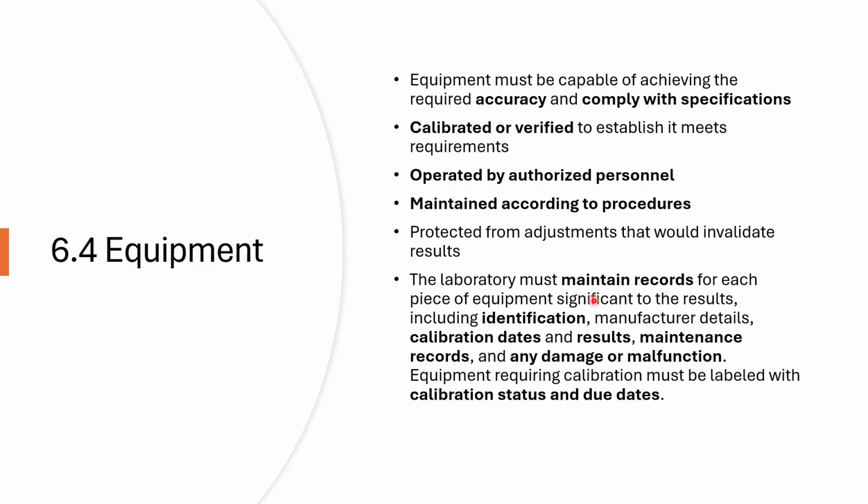The laboratory must maintain records for each piece of equipment significant to results, including its identification, manufacturing details, calibration dates and results, maintenance records, and any damage or malfunction. Equipment requiring calibration must be labeled with calibration status and due dates.